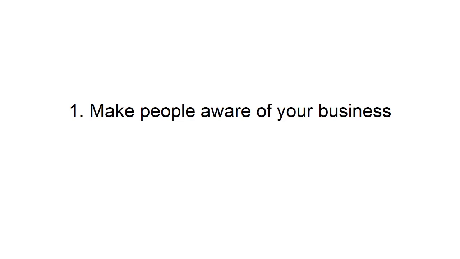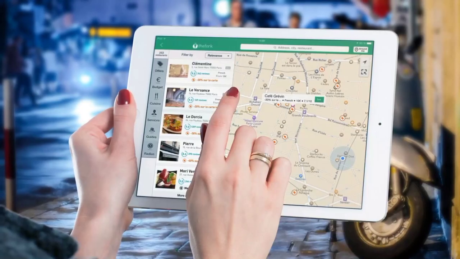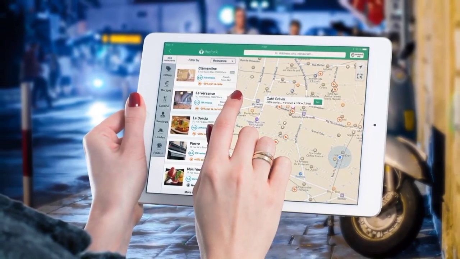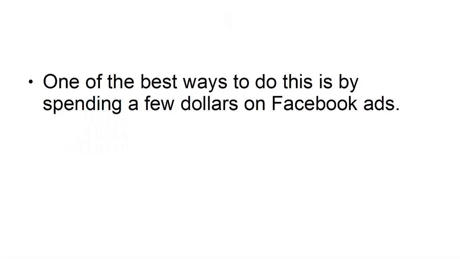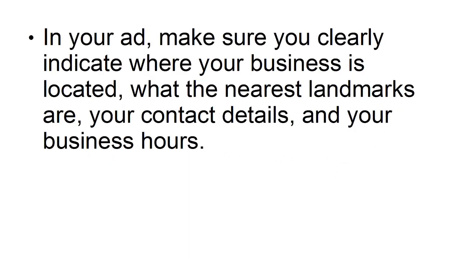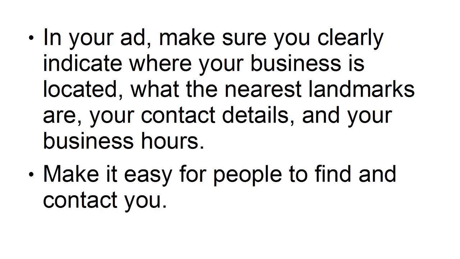Check out the 3 strategies below. 1. Make people aware of your business. Depending on the size of your town or city, people may not know about your business, so you need to introduce yourself to them. One of the best ways to do this is by spending a few dollars on Facebook ads. You can choose the brand awareness or reach objectives to educate people about your business and what you can do for them. In your ad, make sure you clearly indicate where your business is located, what the nearest landmarks are, your contact details, and your business hours. Make it easy for people to find and contact you.